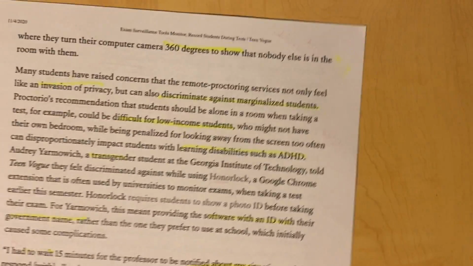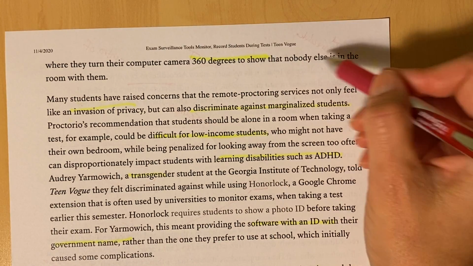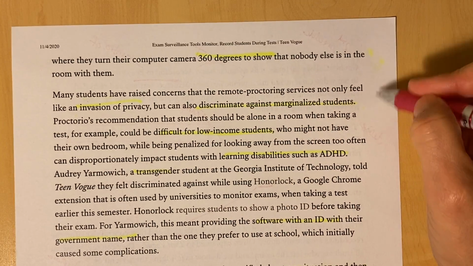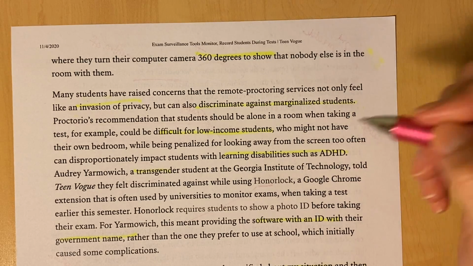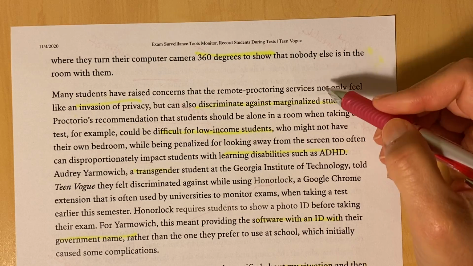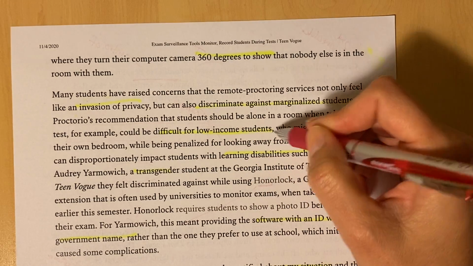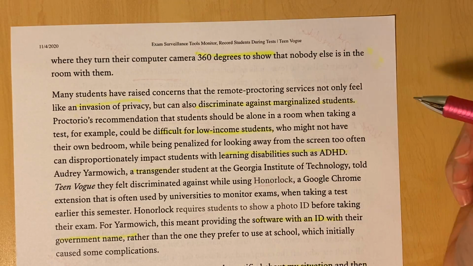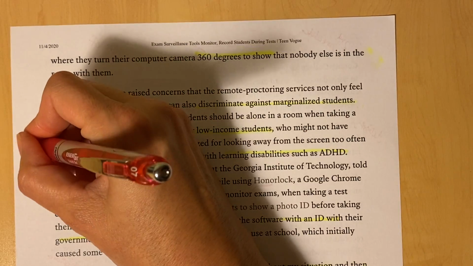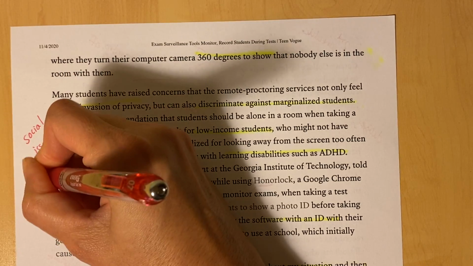So let's continue on. All right, page 4. I thought this was super interesting, a 360 degree view, and I thought this was really interesting. So one, we have the surveillance privacy issue, but now we have other issues of other communities, right? We have low income students, right? Talking about that might not have their own bedroom. So I'm going to put social issues introduced.